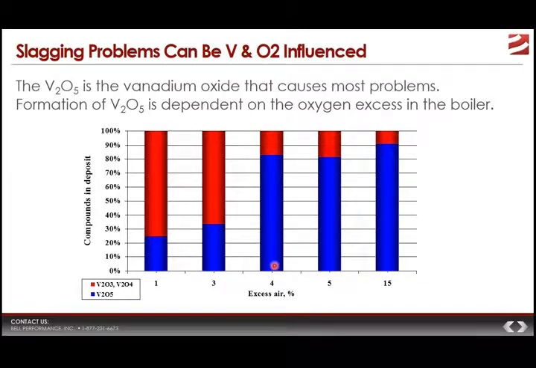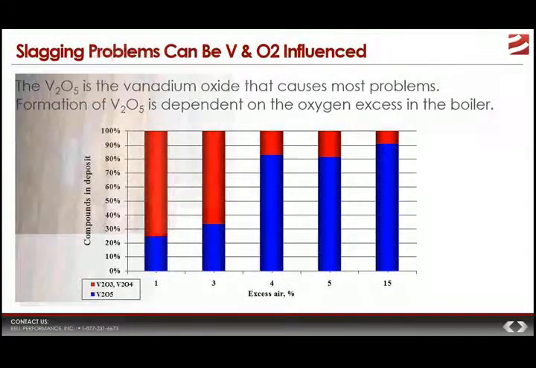And this is a problem because V2O5 has been shown to be highly linked to corrosion problems in that boiler. In other words, if you have too much excess oxygen, or if you're forced to use too much excess oxygen, while that might help the combustion levels that you're getting, it's really going to contribute to some corrosion problems that you're really not going to like.